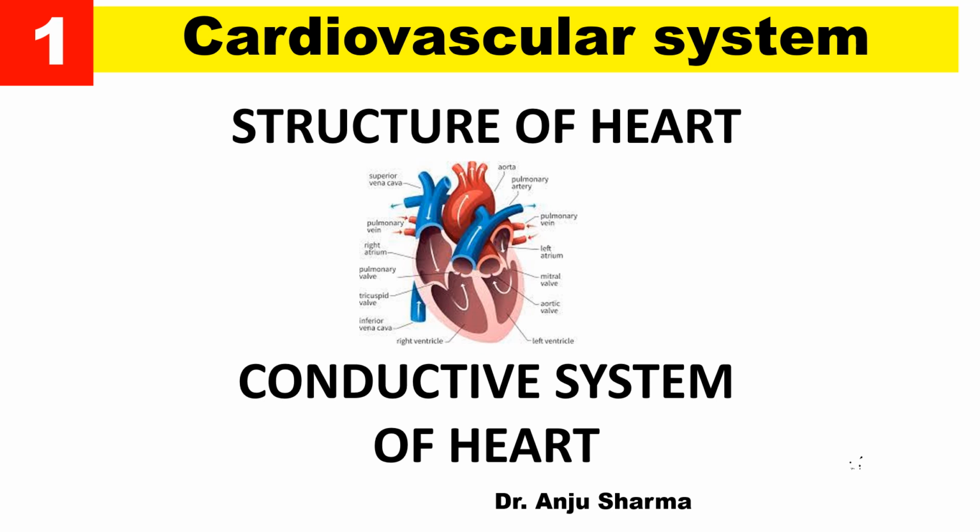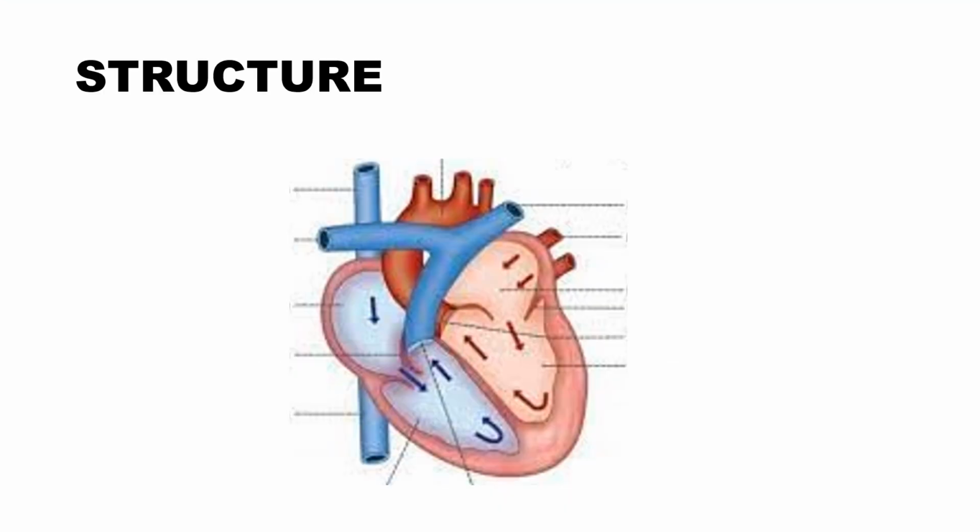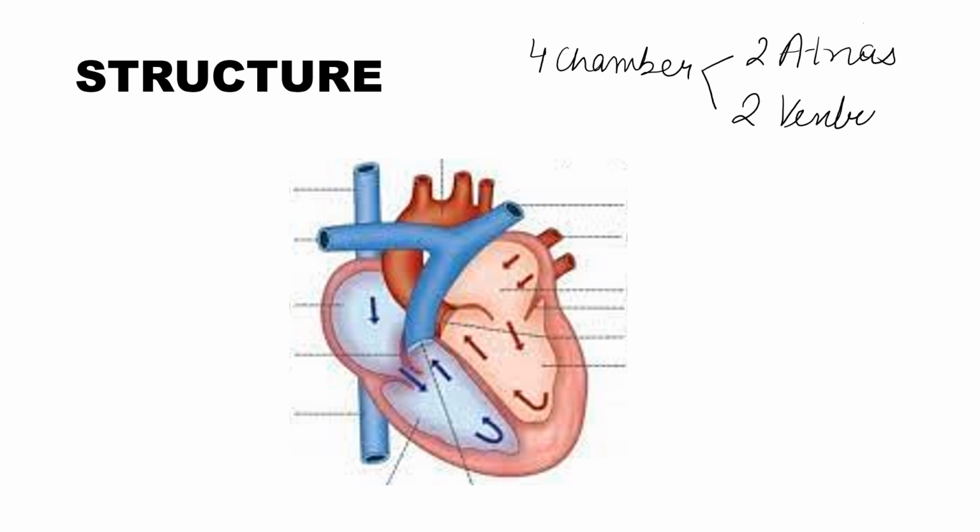So this is the first video of the cardiovascular system, in which we'll be talking about the basic structure and concept of the heart and the conductive system of the heart. So let's start. The human heart is four chambered. Within the four chambers, we know that there are two atria and two ventricles. Okay, so let's see.